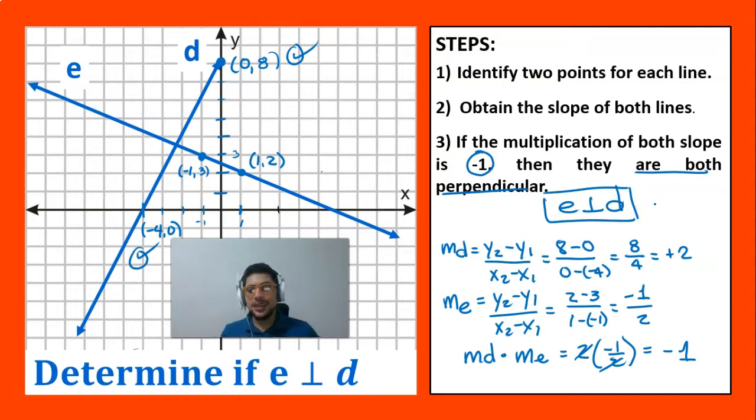And we can conclude that. So guys, make sure you first evaluate the 2 points, find the slopes, and multiply them. If the result is -1 once you multiply them, that means they are indeed perpendicular to one another.